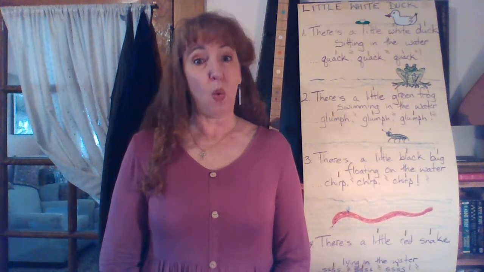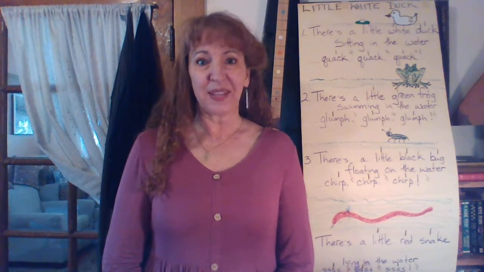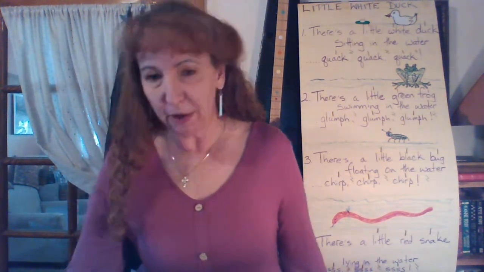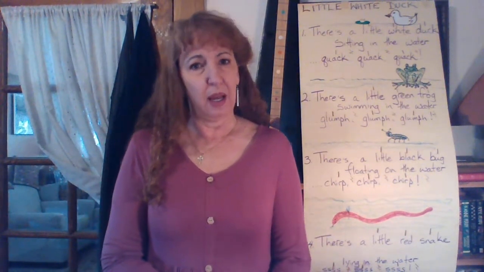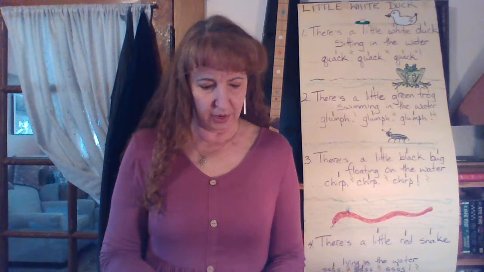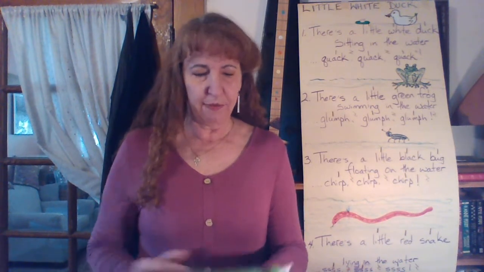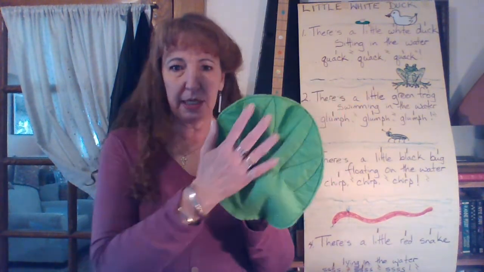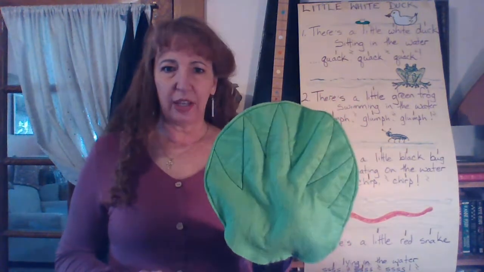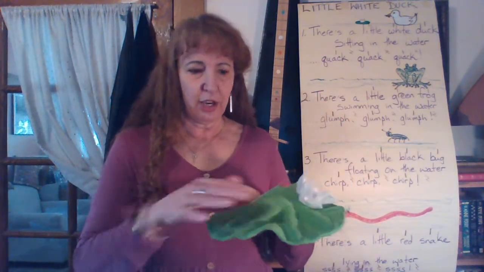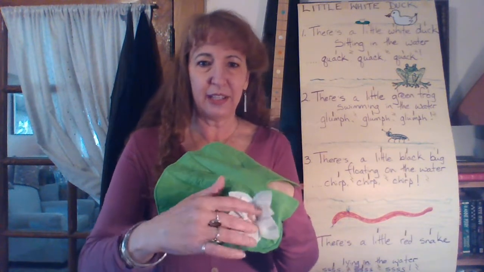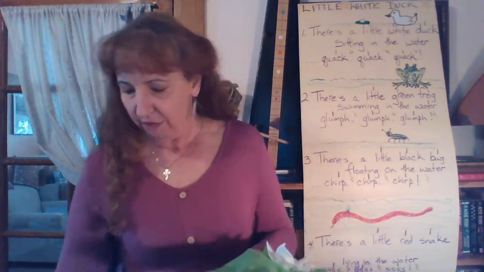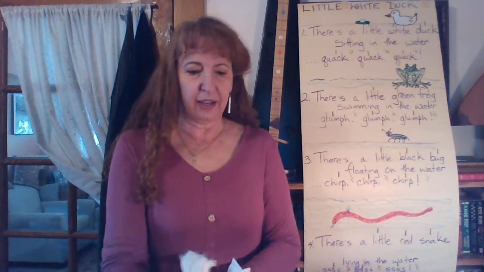Quack, quack, quack. Let's try it with the puppets. My first puppet is the lily pad. I couldn't find a lily pad puppet anywhere, so I made one out of some felt. Looks like a baseball mitt. It's got more finger holes than you have fingers in your hand. It's going to float on the water. It even has a little lily flower on this. And then, of course, my other one is the duck.